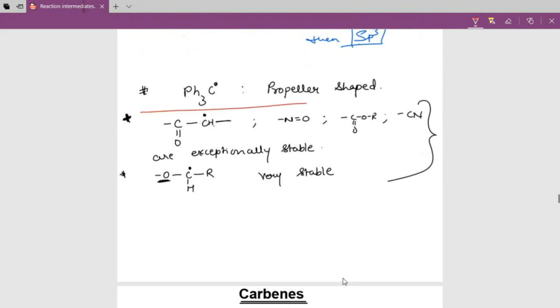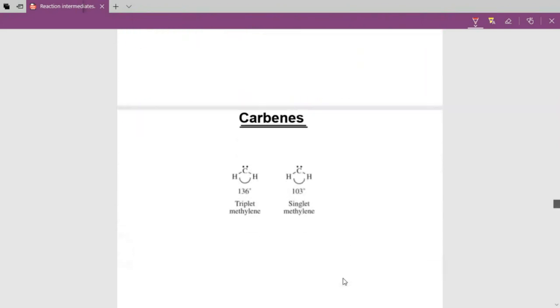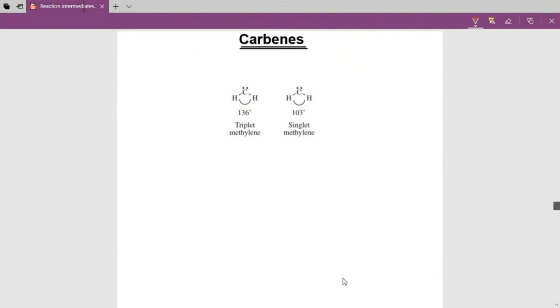Please mark them in your notebooks and keep it in your brain that the dot, that is the free radical, adjacent to these strong minus R groups, NO, NO2, CO, ester, CN, etc., is exceptionally stable. And the dot adjacent to some second period element with a lone pair is also very, very stable. Okay, is that okay? Now let's move to carbenes.